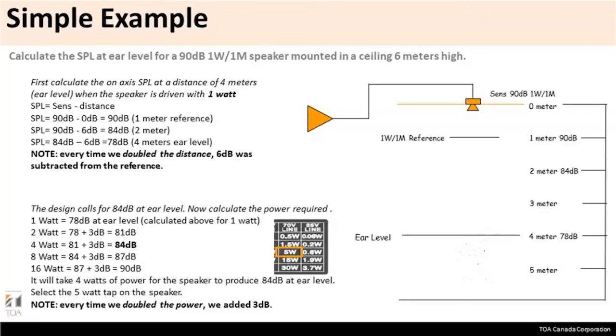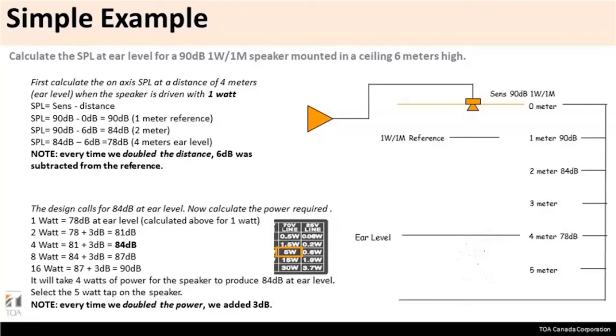So you can see there is an image of the speaker tapping at the back, all right? So the design calls for 84 dB at ear level. So in this case, we see the two examples, right? So at 1 watt, if it is 78 dB at ear level, at 2 watts, it will be 78 plus 3 dB at ear level. So you gotta set them at roughly around 4 watts.